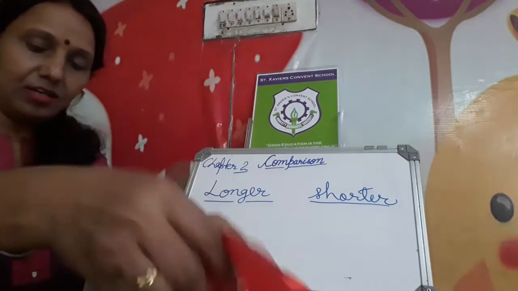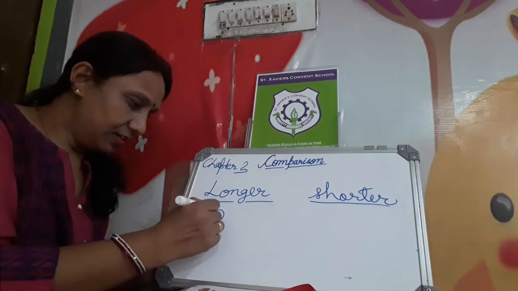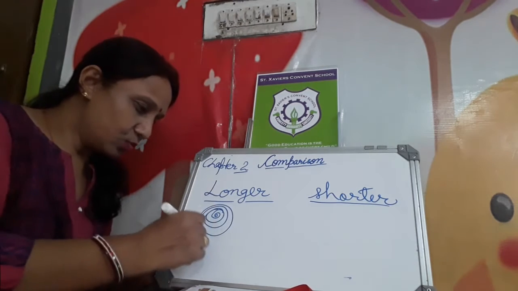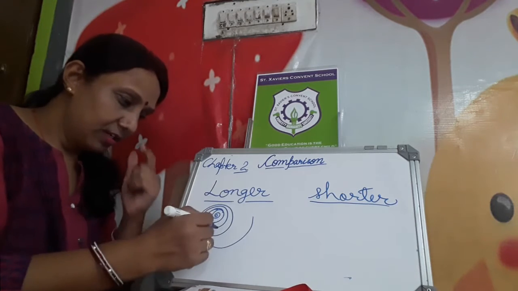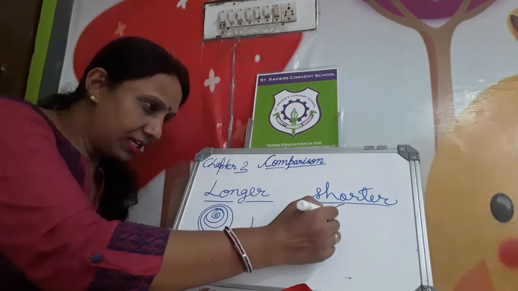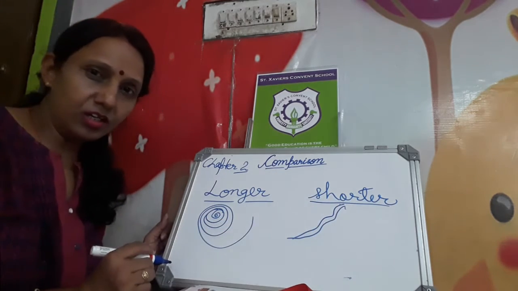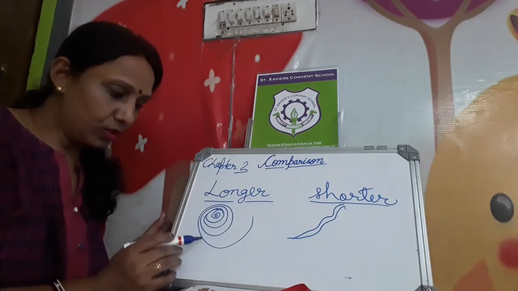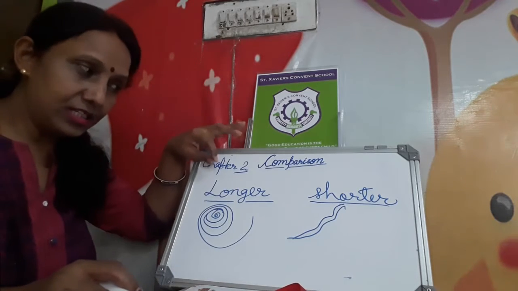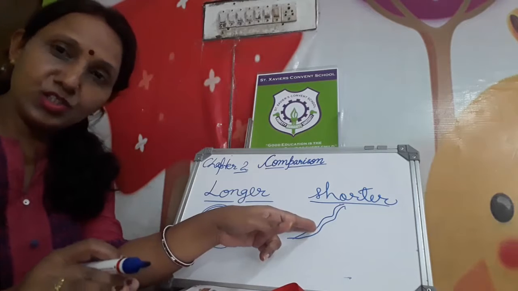Here you can see on the board the ribbon and the string. This one is long, so this one is the longer. And here the small piece, that one is the shorter. Alright, this one is the longer. If you see more length, that one is the longer, and if the length is less, that one will be the shorter.